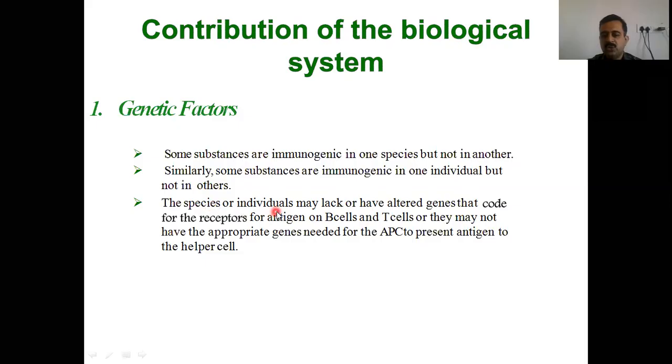The species and individuals may lack or have altered genes that code the receptors for antigens on B cells and T cells. Means ultimately, if your genetic makeup is strong, you will not suffer from any sort of infections. For example, now the winter season is coming, so most of us will certainly get infections of the respiratory tract. But if genetic factors are important, wherein your body cells are made strong due to your genetics, then certainly you will not have the drastic effect of the cold weather.